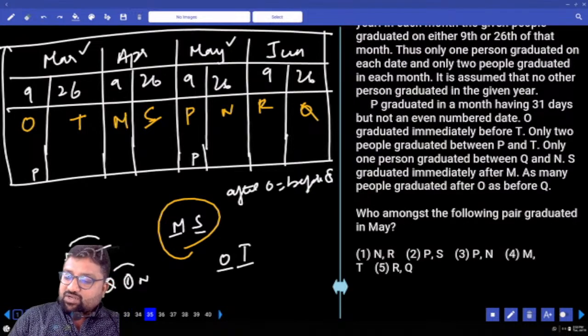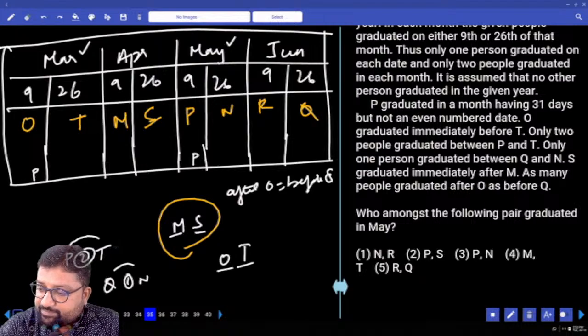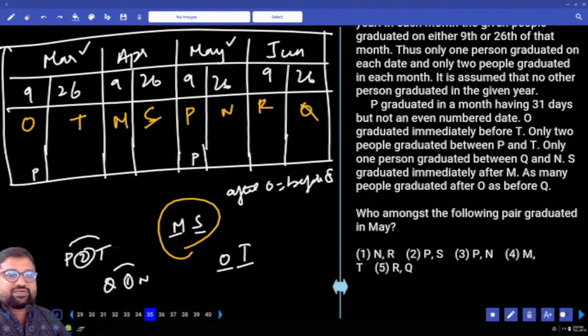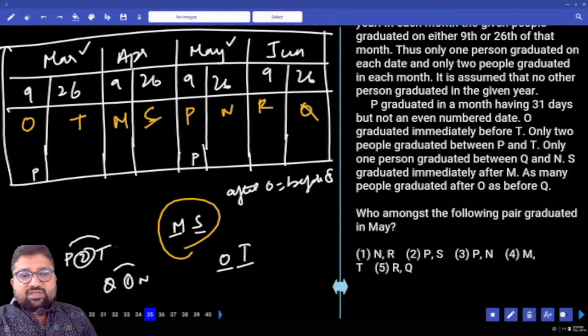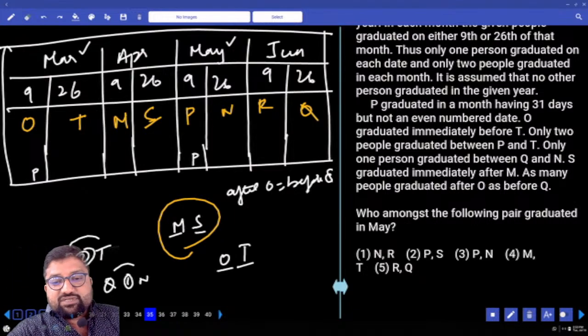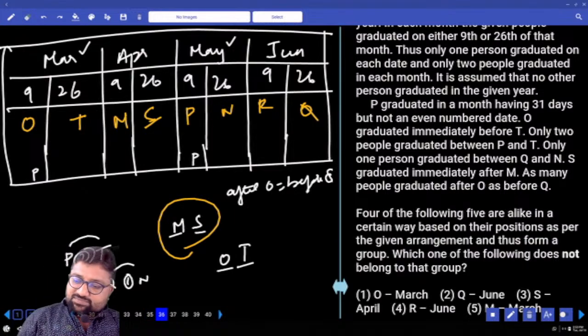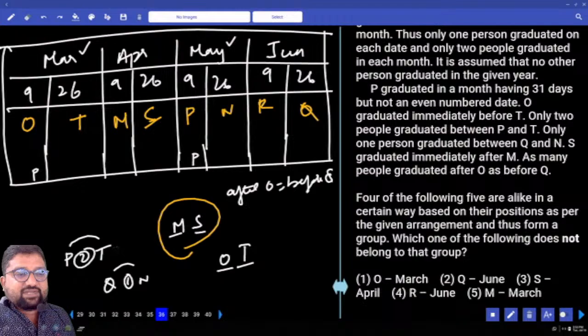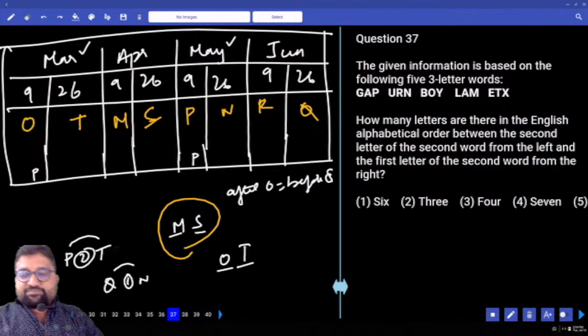Sorry. Who amongst the following pair graduated in May? Who graduated in May? O and T. Graduated in May kada? Sorry, March chustunna nenu. May ante P and N. 4 out of the following 5 are alike. O March, yes, same month. Q June, yes. S April, yes. R June, yes. M March, no. Come on.